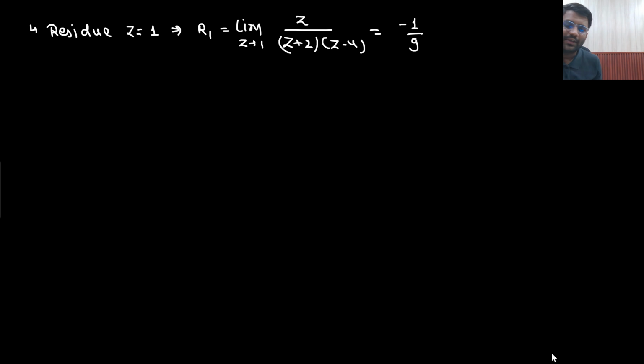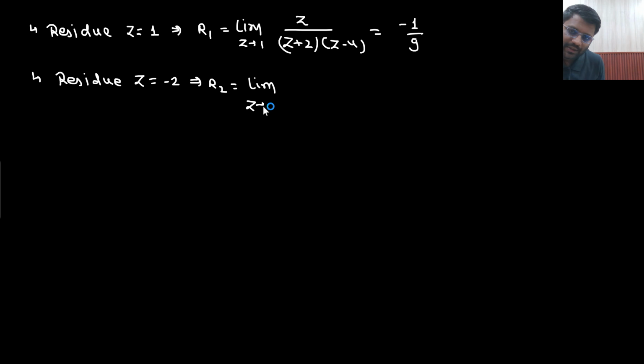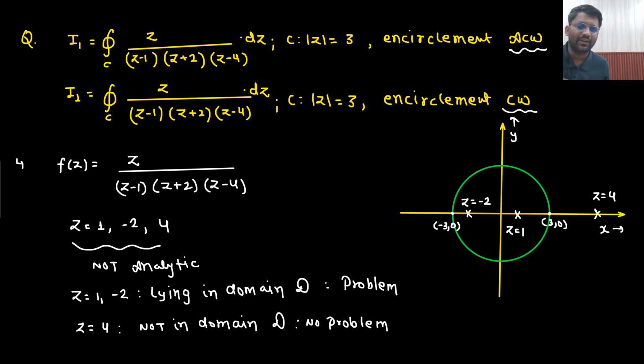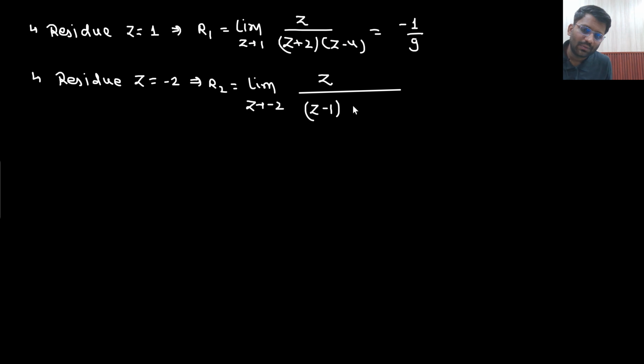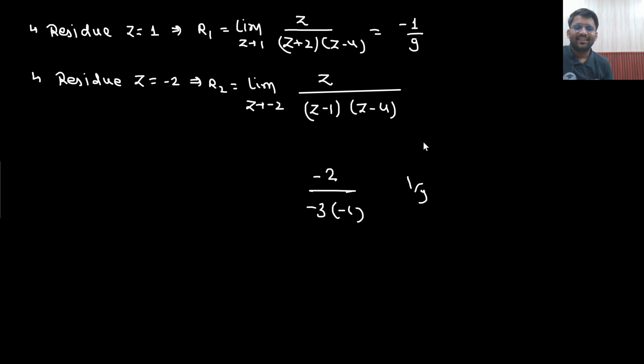And for the next one, residue at z equals to minus 2. So what you will do? Limit z tending to minus 2. Whoever is creating the problem, remove that guy. Z plus 2 is creating the problem, remove that guy, and what you are left with? Z minus 1 into z minus 4. So what you need to put? Minus 2 upon minus 3 into minus 6. So luckily here as well the answer will come out to be 0 only.